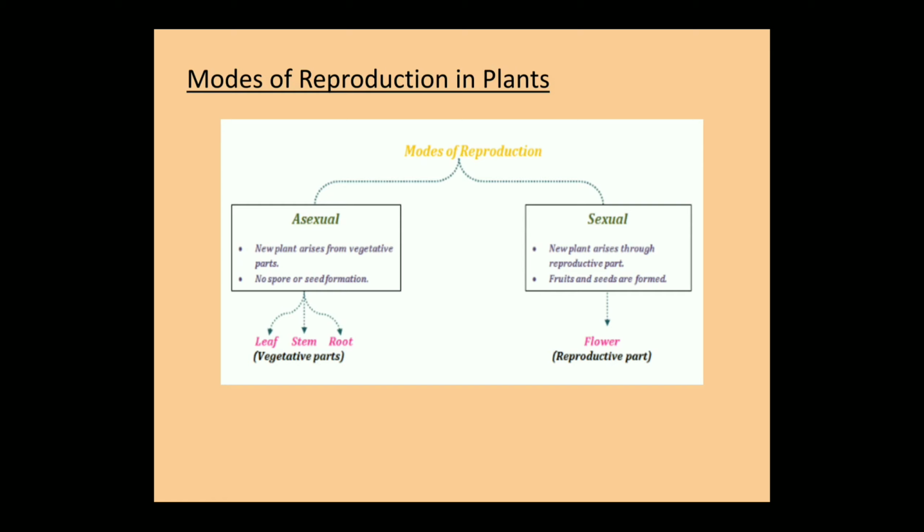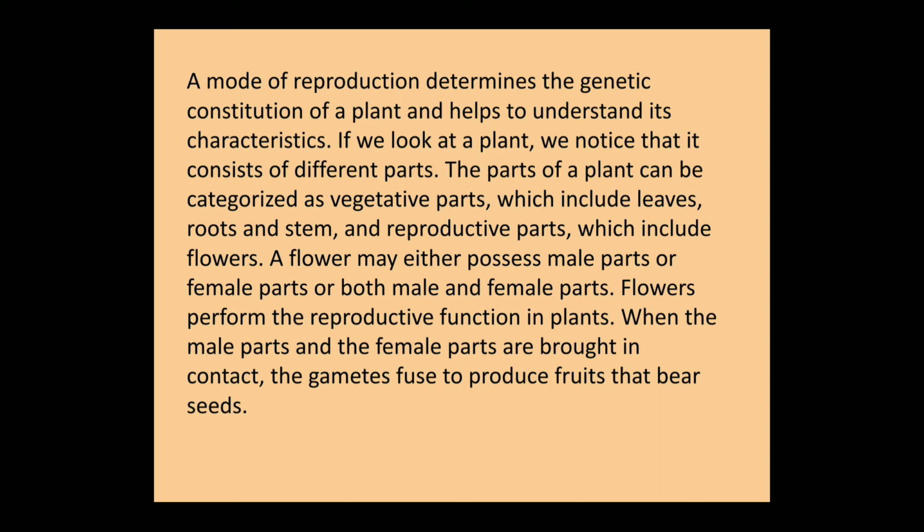Modes of reproduction are of two types, asexual and sexual. A new plant arises from vegetative parts in asexual, and a new plant arises through reproductive parts in sexual. No spore or seed formation happens in asexual reproduction, and fruits and seeds are formed in sexual reproduction. The mode of reproduction determines the genetic constitution of a plant and helps to understand its characteristics.